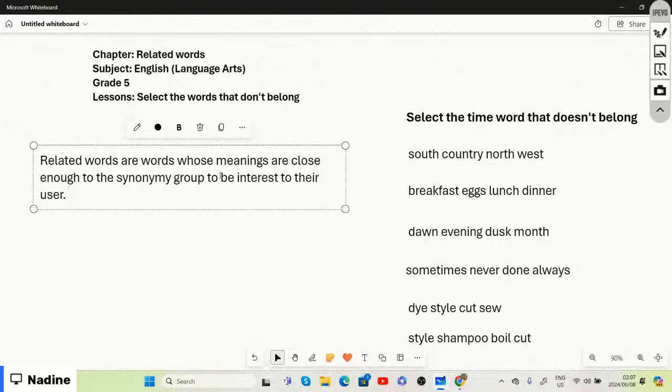They're not synonyms. Remember, synonyms are words with the same meaning, or almost the same meaning. Related words are close enough to almost being synonyms, or the synonyms group, but they are not synonyms, because the meanings are not that much the same.